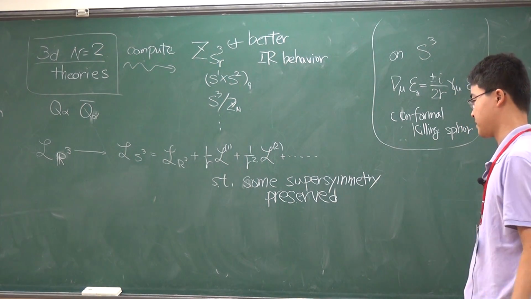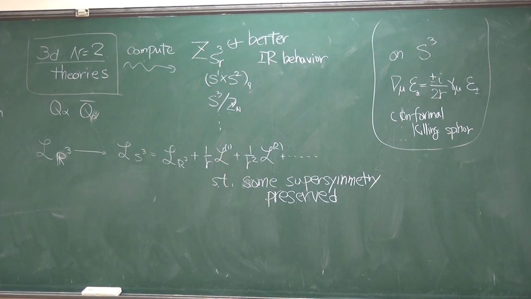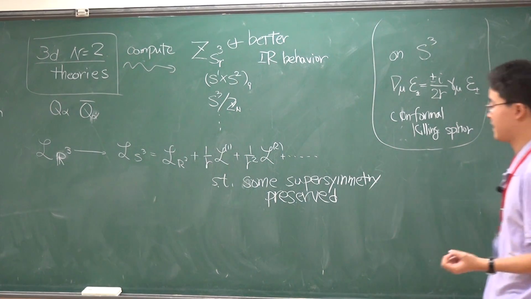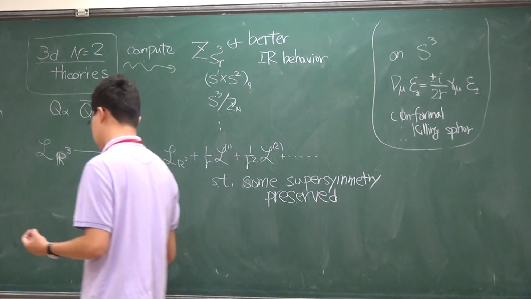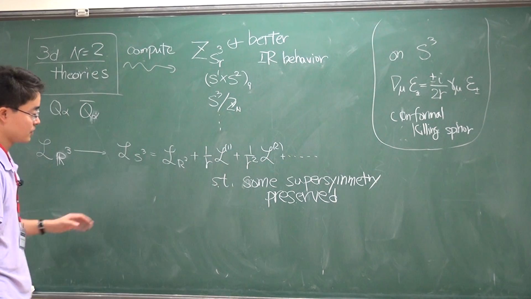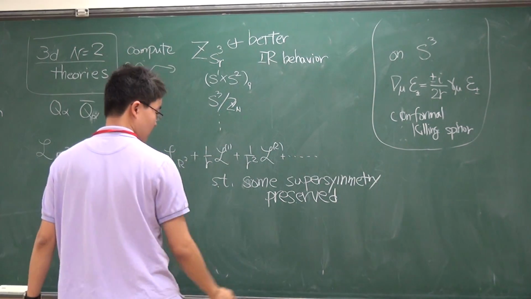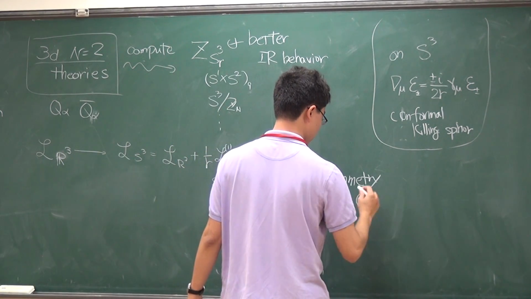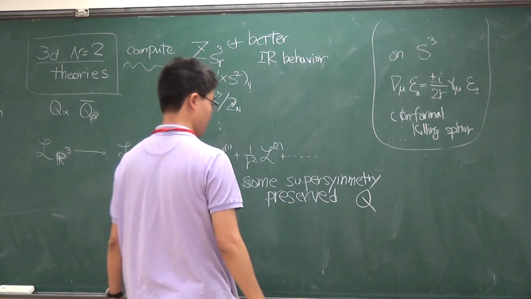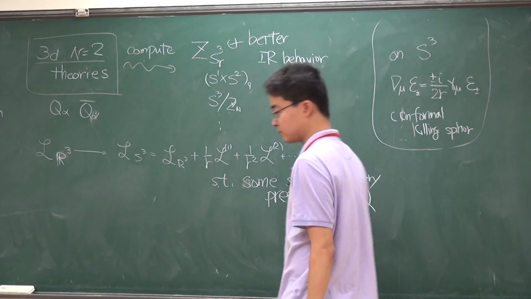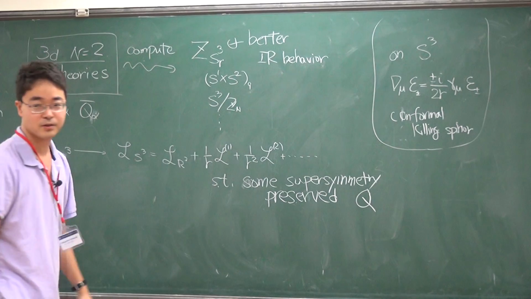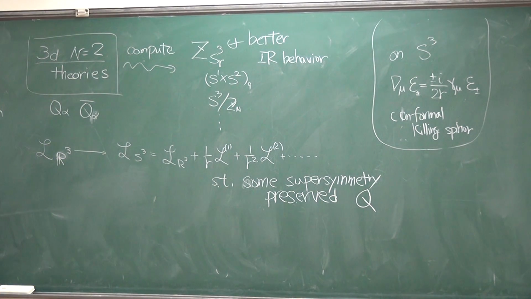So first of all, not all the supersymmetries can be preserved, and not all the symmetries need to be preserved. But at least I want to preserve some supersymmetry. Let's call this supercharge Q. There might be 2 or several; in this case, there are 2. But let's call this supercharge Q. And also, I want some minimal choice.